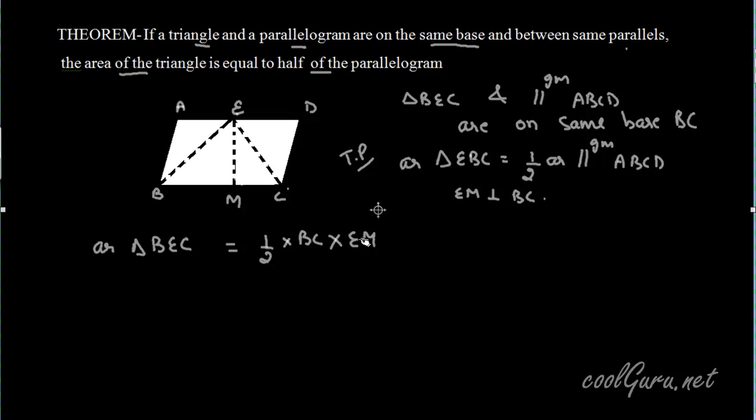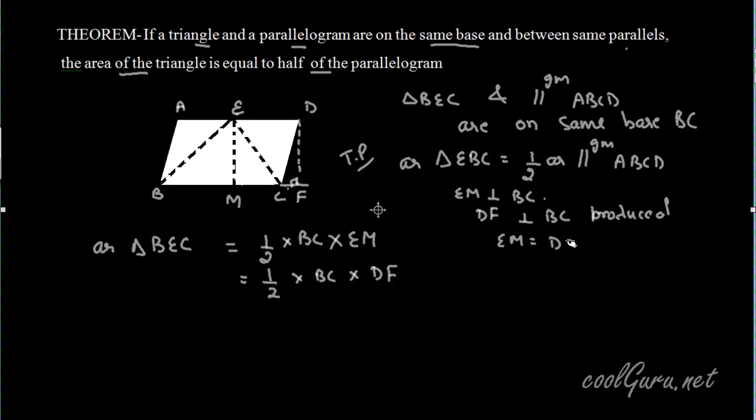Now let me draw one perpendicular from D on the side BC of the parallelogram produced, say till F, so BCF. So DF is perpendicular on BC produced. So we know that this can be written as half of BC multiplied by, in place of EM we can write DF, because we know that perpendicular distance between two parallel lines is always equal. Therefore EM is equal to DF.